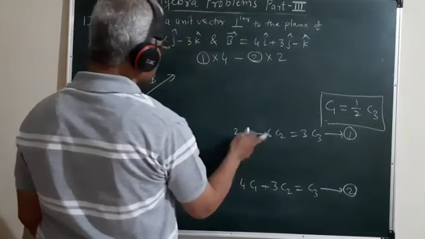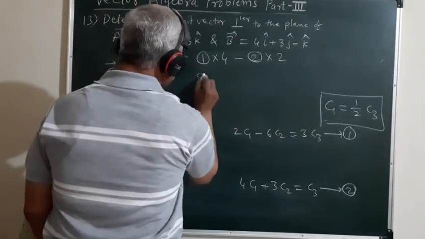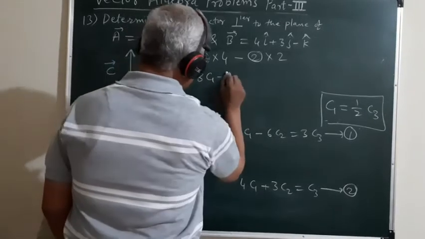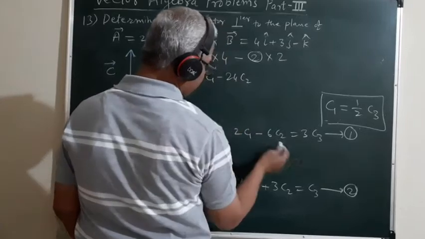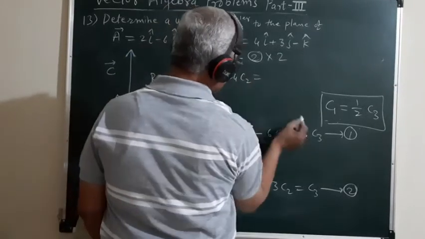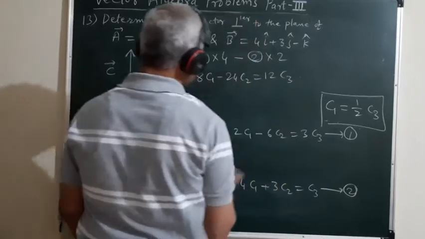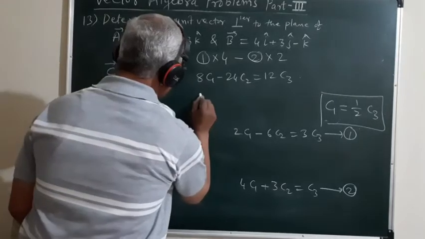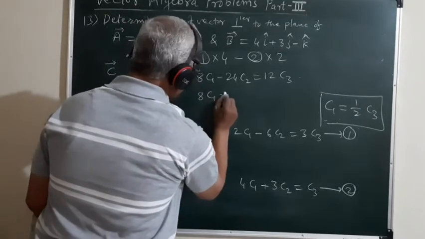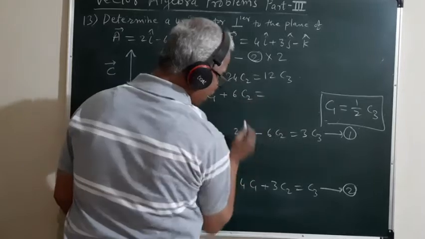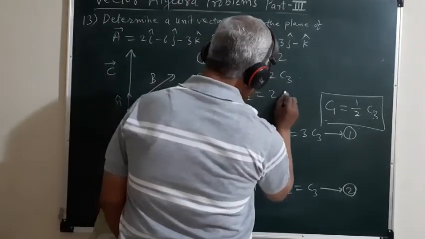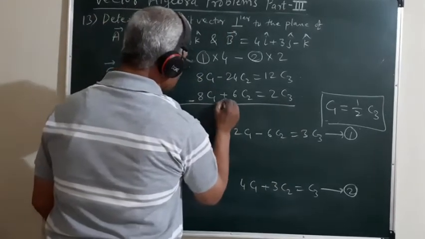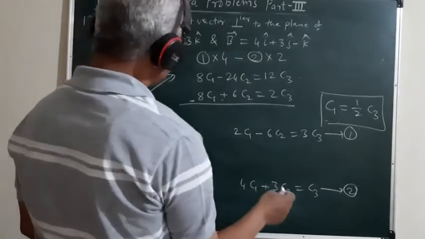So multiplying equation 1 by 4 we get 8C1 minus 24C2 is equal to 12C3, and equation 2 multiplied by 2 is 8C1 plus 6C2 is equal to 2C3, and we have to take the subtraction of the two, so the signs of these expressions will get reversed.